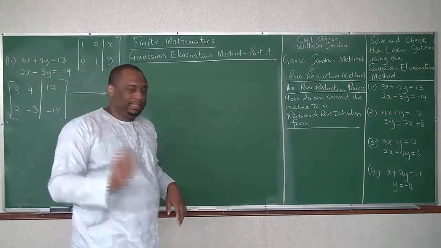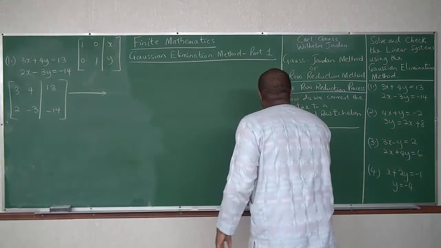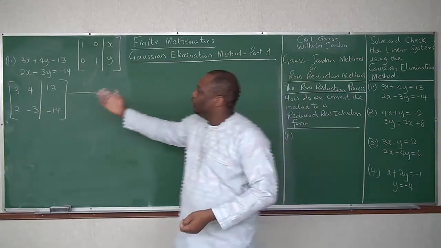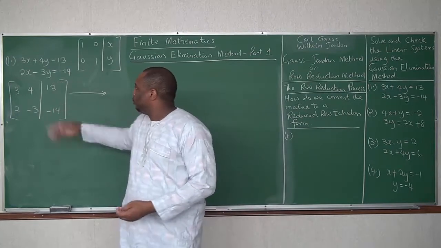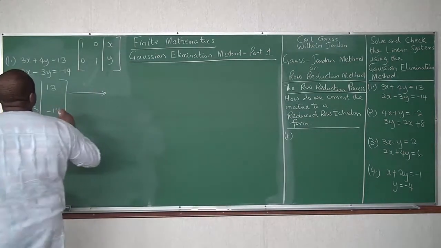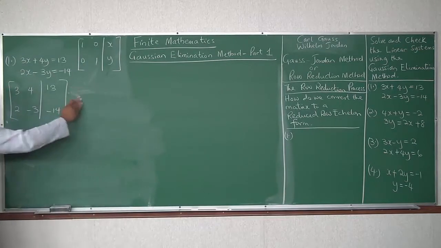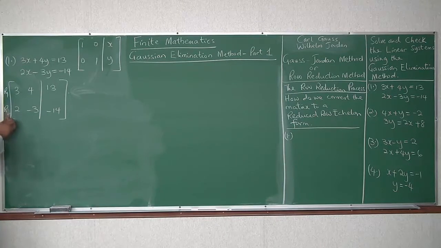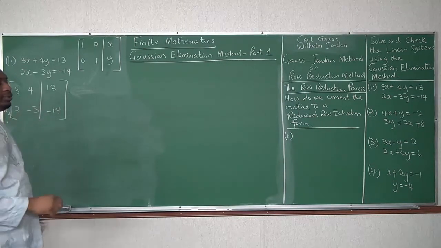And we look at this. You have a row, in this case we have 2 rows, row 1 and row 2. This is row 1 and this is row 2. Those are the 2 rows you have.